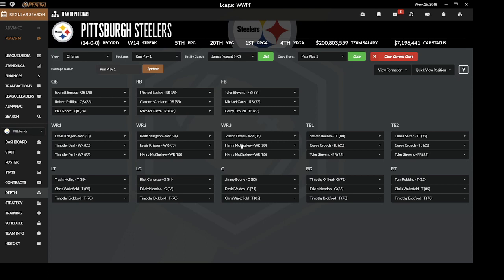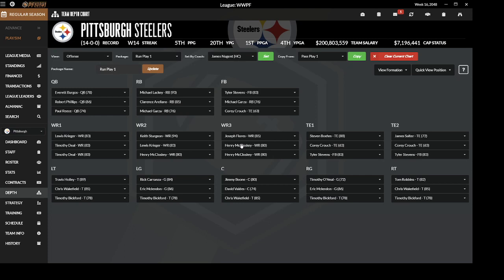Now, the key here, regardless of how you do it, is understanding where the players are on the field. So the first thing that I would say about depth charts, and a lot of people I think get this wrong, is if you don't know what wide receiver 1 is and wide receiver 2 and wide receiver 3 is and where they are on the field from a positioning perspective, you are really going to struggle and you're going to lose.